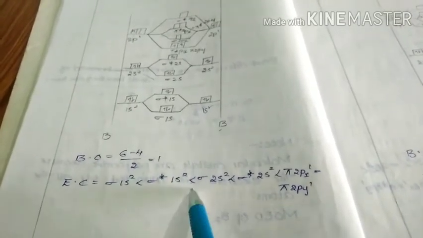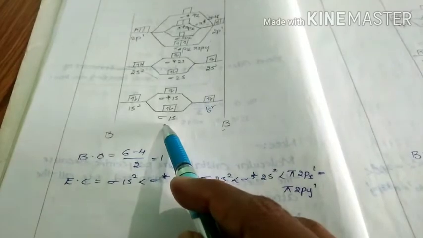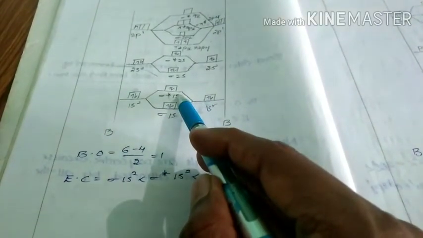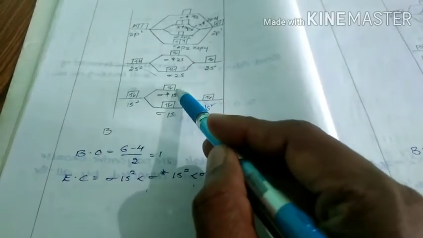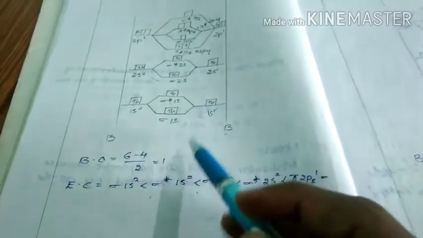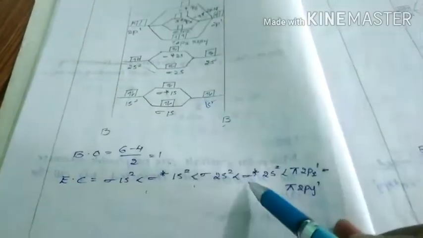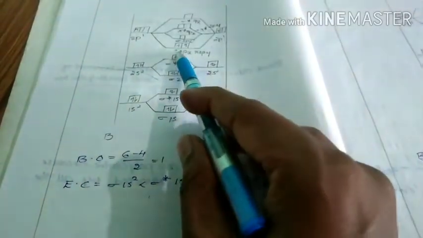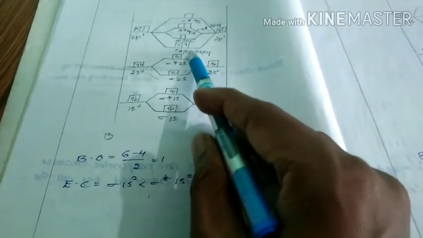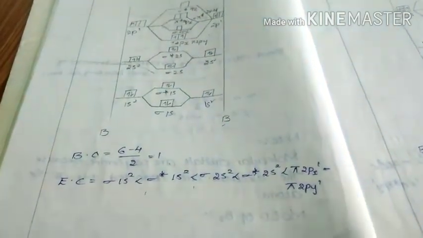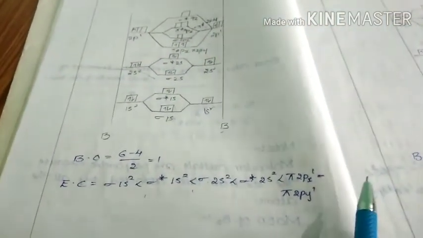This is the electronic configuration. How can we write it? Sigma 1s2 less than sigma star 1s2. Why should we put the less than symbol? Because this orbital has less energy compared to this, and this orbital has less energy compared to this. Sigma star 1s2 less than sigma 2s2 less than sigma star 2s2 less than pi 2px1 equals pi 2py1. That's it. That is the molecular orbital configuration for B2. Next, MOT of N2.